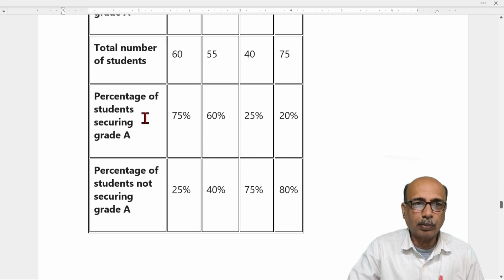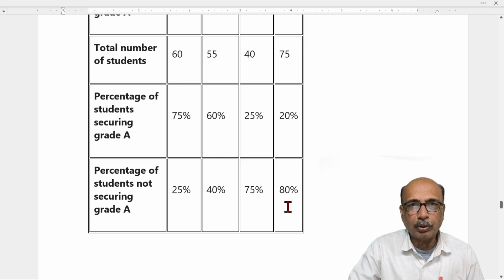Now this was the percentage of students scoring grade A. We have taken it from the grade A given. Next column, percentage of students not scoring A grade. It will be 100 minus 75 equals 25. 100 minus 60 equals 40%. 100 minus 25% equals 75%. 100 minus 20% equals 80%.